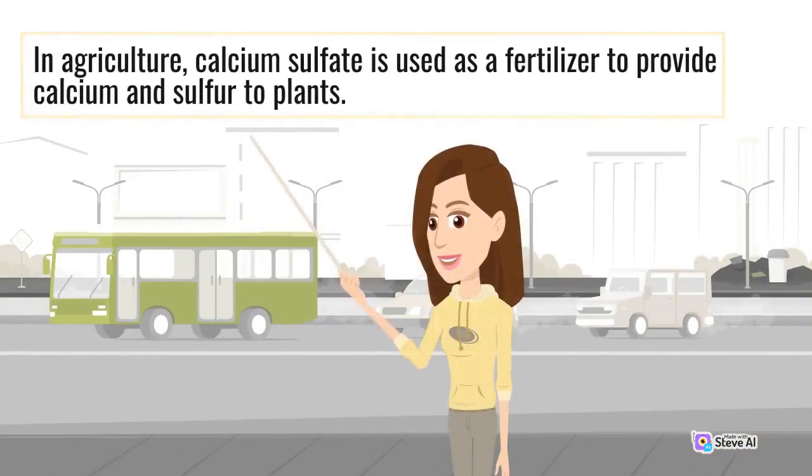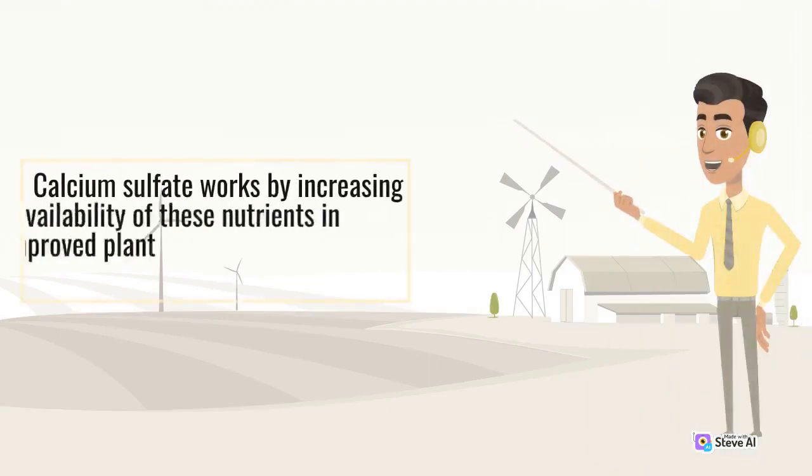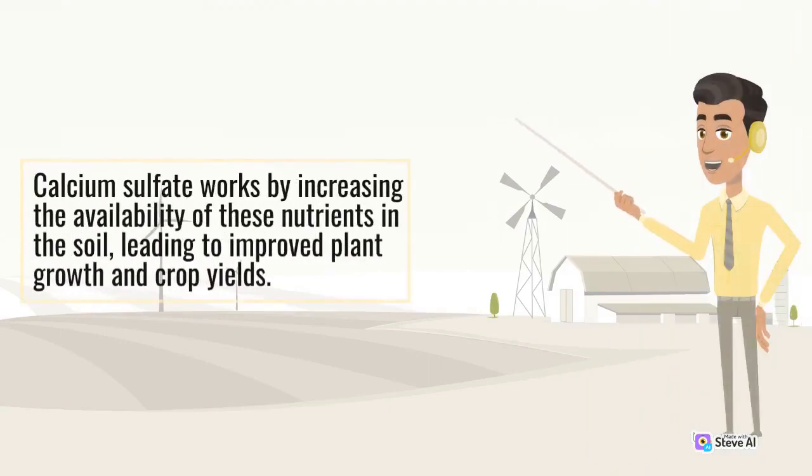In agriculture, calcium sulfate is used as a fertilizer to provide calcium and sulfur to plants. Calcium sulfate works by increasing the availability of these nutrients in the soil, leading to improved plant growth and crop yields.